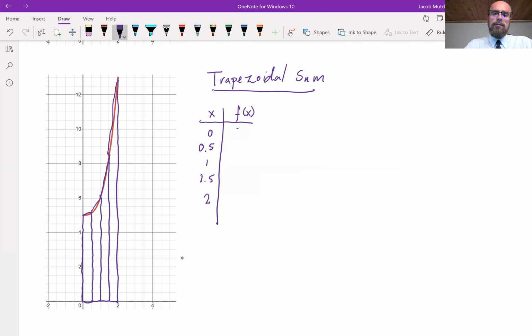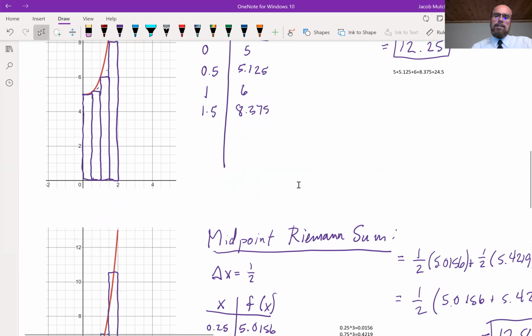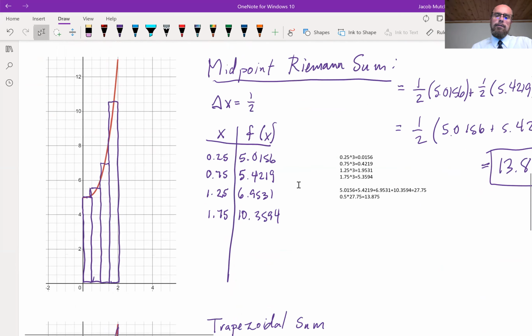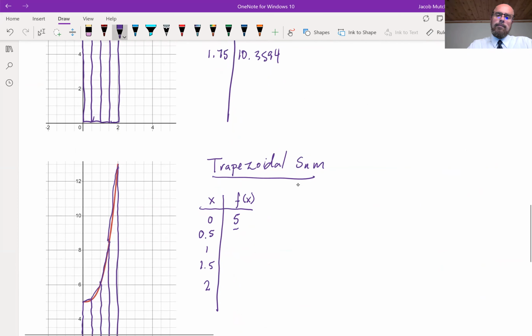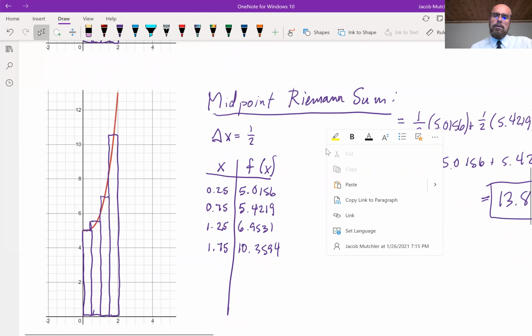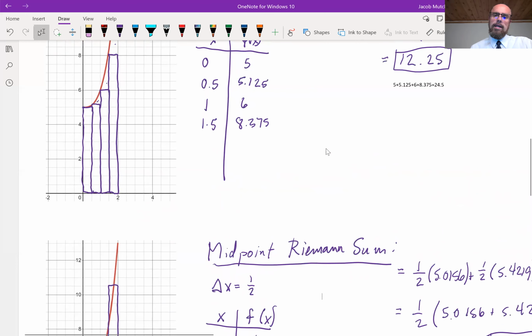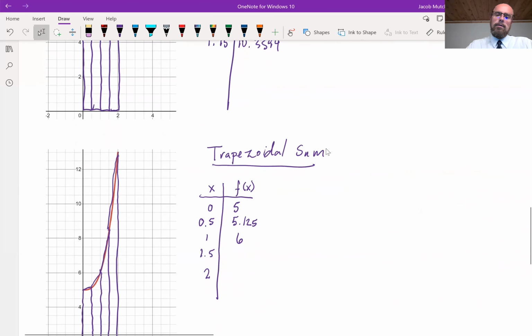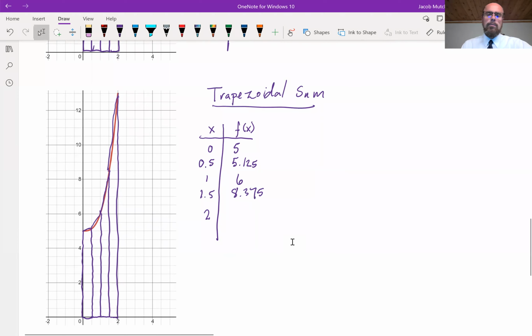0 had the value of 5. Half, if you recall, has the value of 5.125. 1 has the value of 6. 1.5 has the value of, we check our last one, 8.375. And 2, again, I probably can just calculate that. It's 2 cubed plus 5. That's going to be 13.